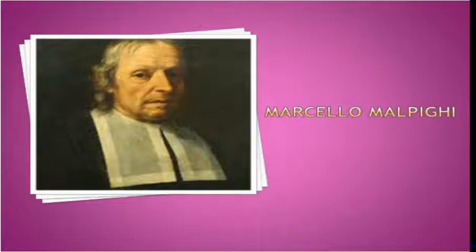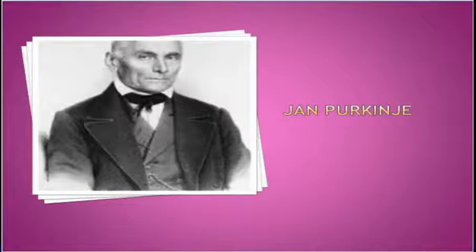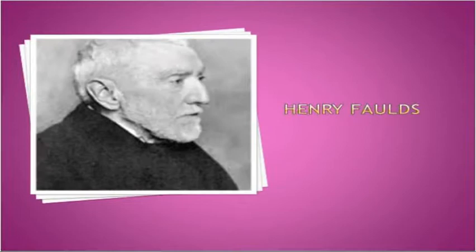The first person to recognize that fingerprints could be classified into 9 major types was Jan Purkinje, a professor of anatomy. In 1880, a Scottish physician named Henry Faulds published an article in the journal Nature that suggested that the uniqueness of fingerprints could be used to identify someone.